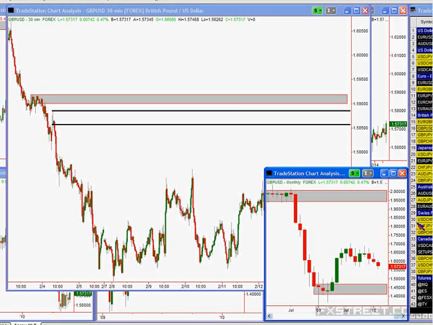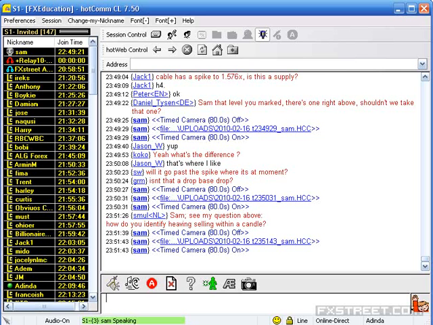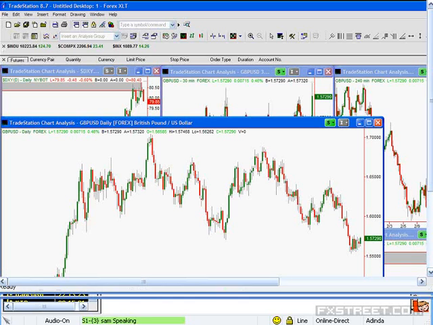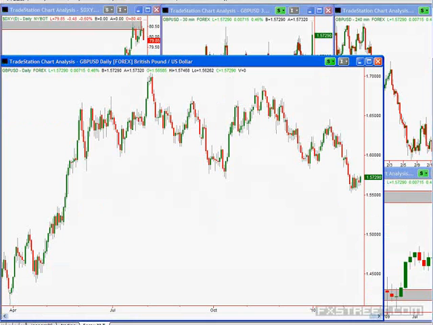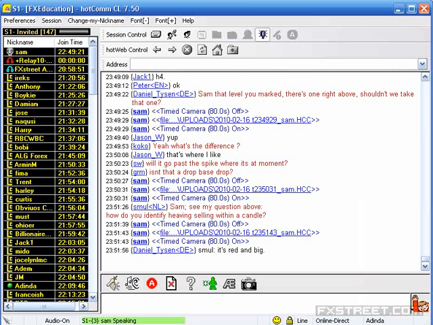All right, and so let's take a look at another chart here. Hang on a second, I'll have it up for you. So there's the daily of the pound. Okay. Yeah, I do see. Let's see. I missed a question there, but I see it.